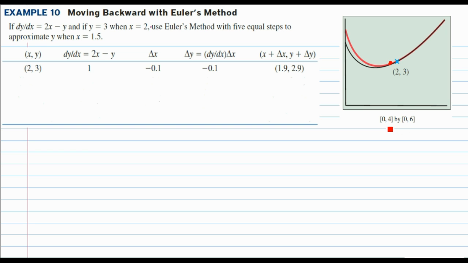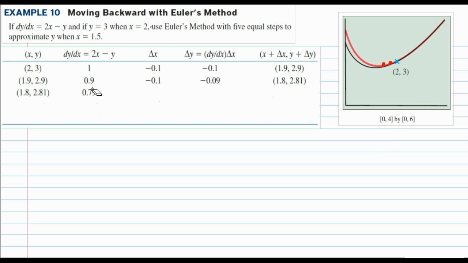Alright, let's keep going. We'll take that (1.9, 2.9) and calculate the derivative there, which is 0.9, the slope at that specific point. Then we'll do a delta x of negative 0.1. Again, we're moving backwards another 0.1. That means our delta y is going to be 0.9 times negative 0.1, which is negative 0.09. And our new point is (1.8, 2.81). So maybe back here. And I'm going to keep going.